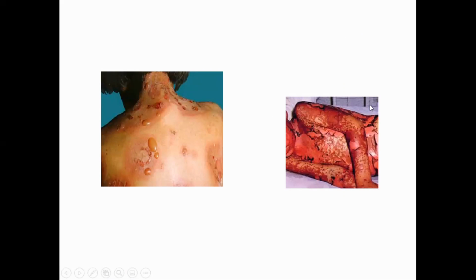So this is the picture showing Stevens-Johnson syndrome, which is a serious disorder of the skin as well as the mucous membrane. And there is a painful rash as well as the formation of blisters similar to that of the pemphigus vulgaris. But these blisters eventually peel off, and it is a very serious condition and needs to be treated as early as possible.